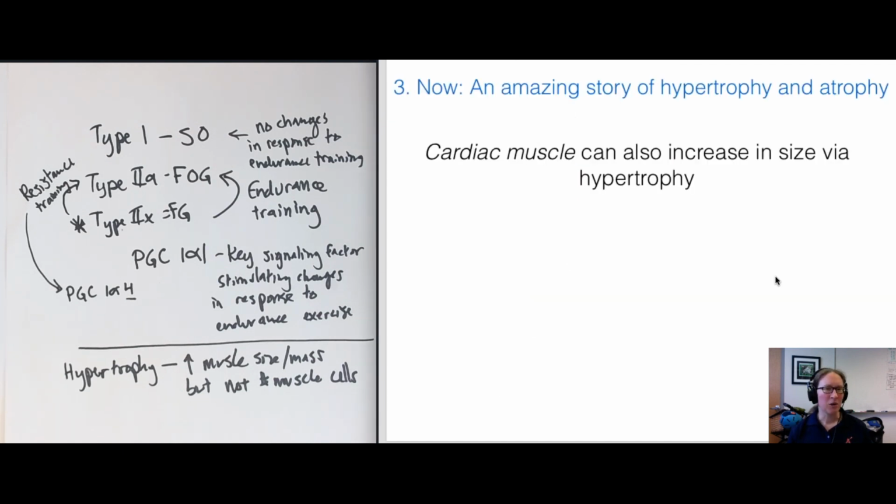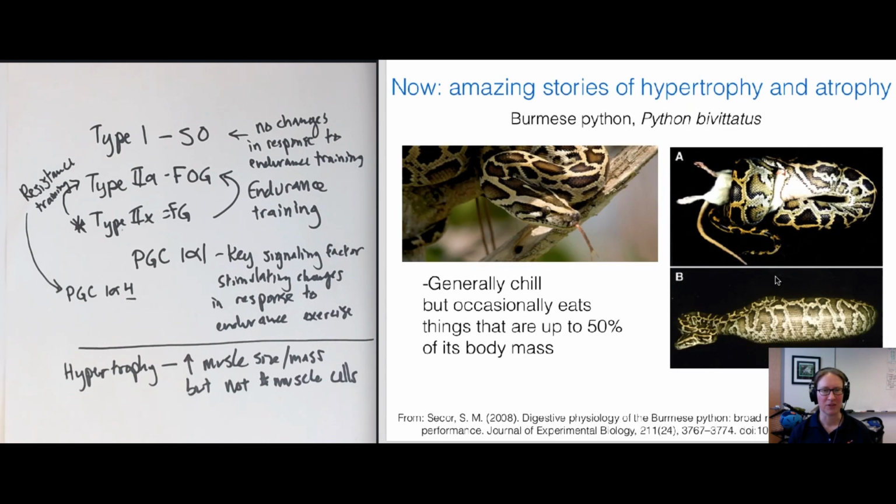Okay. Now I want to take a minute to walk you through a really incredible story of hypertrophy and atrophy. And for this story, I want you to appreciate that cardiac muscle can also increase in size through hypertrophy. Okay, so for this story, we're going to consider an animal, the Burmese python. Okay, and some of the images that I'm going to show you for this portion come from a study that was published in 2008. So I've given you the reference here at the bottom.